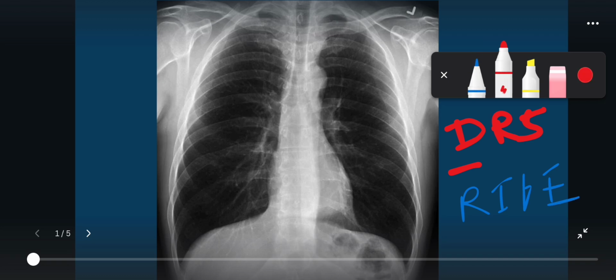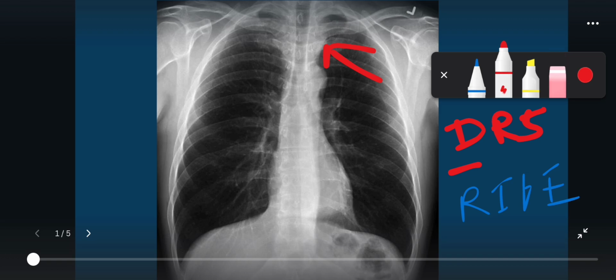RIPE: R means rotation. How to see the rotation? For rotation we have to see the position of the clavicles from the spinous process, whether both clavicles are equidistant or not. Then I means inspiration. How to see inspiration? By counting the ribs, anterior and posterior. Either we can count 6 anterior ribs or 8 posterior ribs.